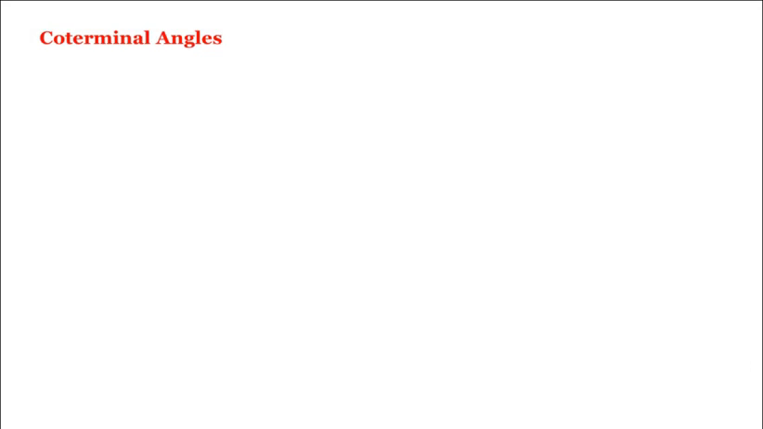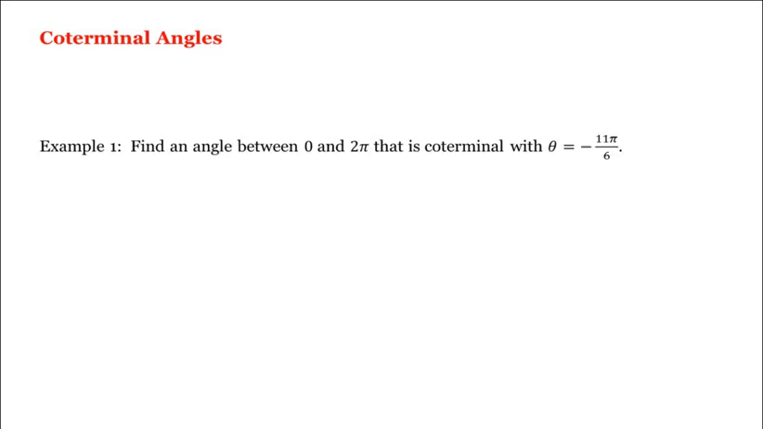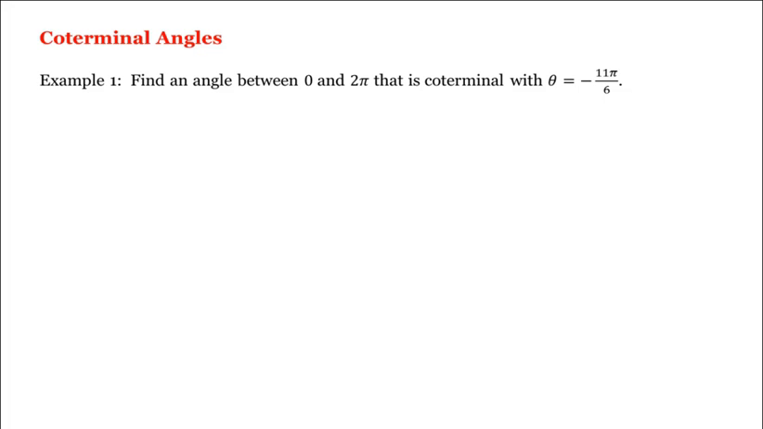Let's look at coterminal angles. For example, let's find an angle between 0 and 2 pi that is coterminal with negative 11 pi divided by 6. Now, two angles are coterminal if they share the same initial and terminal sides.